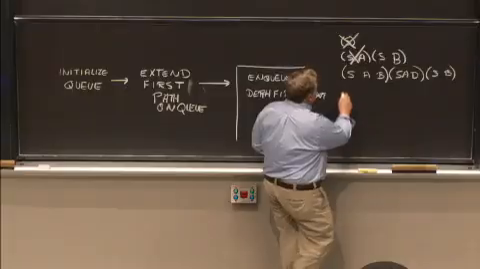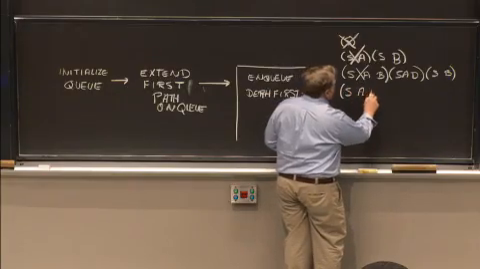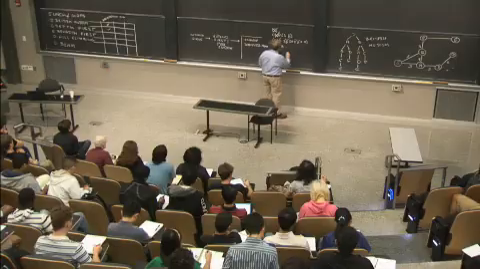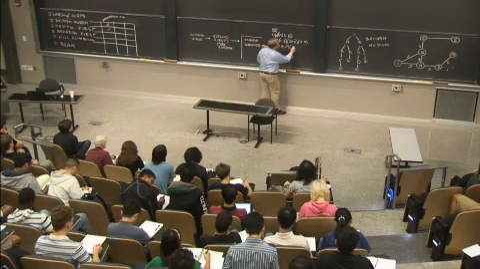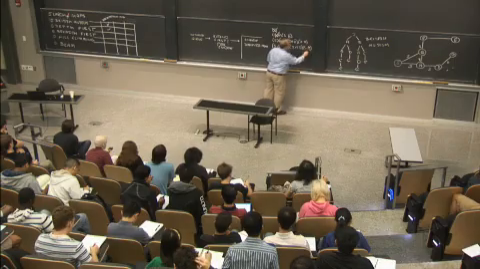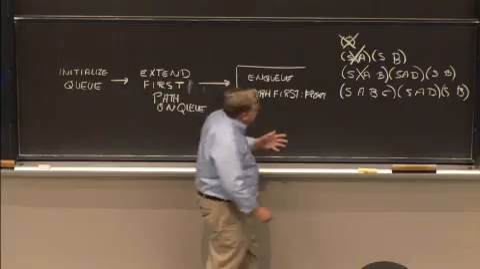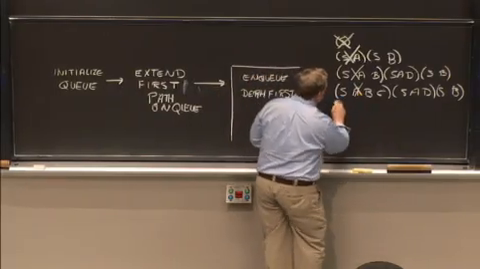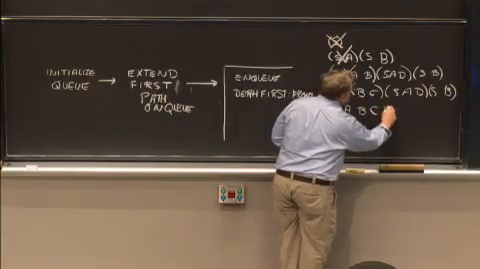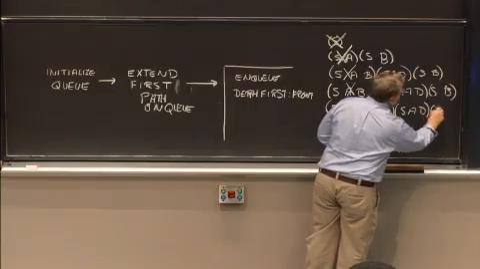While I'm at it, I take the SAB off, and I can go only there to C. But of course, I keep SAD and SB on the queue. So now I take the front off the queue again, and I get S, A, B, C, E, and not to forget SAD and SB.